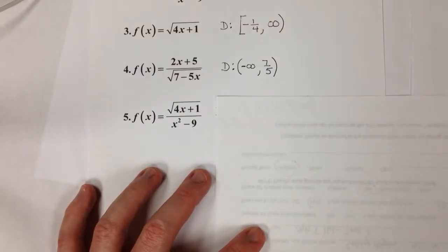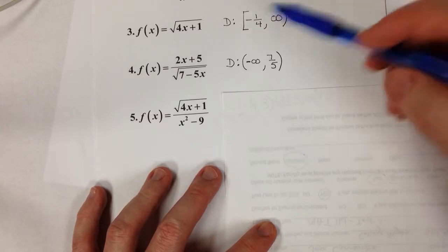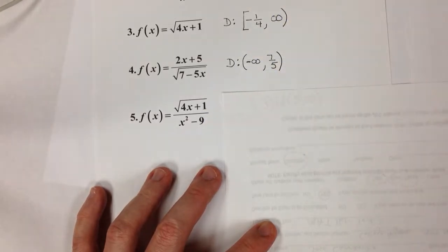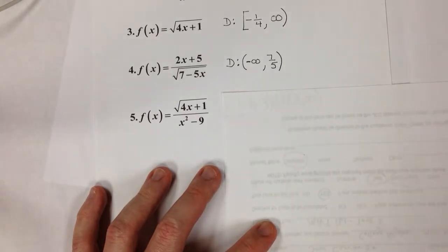Okay, so for what we have in number 5, we're looking at a blend of a radical and a rational expression, and this time we have the square root expression in the numerator of the fraction. Now for the domain of this expression, we must have the domain of the square root of 4x plus 1 satisfied, and also x squared minus 9 cannot be equal to 0. So we have two sets of domains to be satisfied.